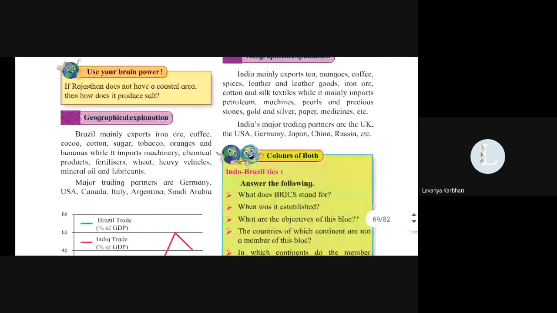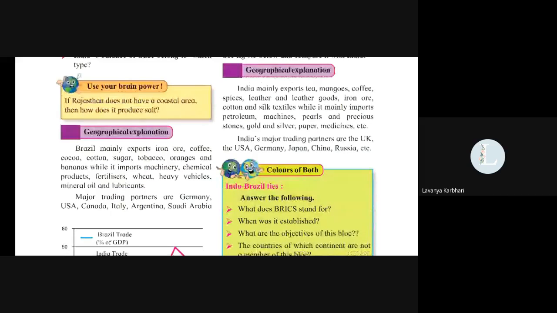India mainly exports tea, mangoes, coffee, spices, leather and leather goods, iron ore, cotton and silk textile, while it mainly imports petroleum, machines, pearls and precious stones, gold and silver, paper, medicines. So these are the export and import elements of India. As we know, we have good production of tea, also हापूस आंबा, mangoes. We also have good production of coffee, spices, मसाल्याचे पदार्थ भारतात मिळतात.